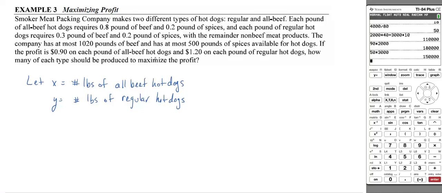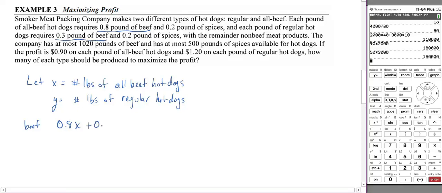So let's separate our constraints into how many pounds of beef is used and how many pounds of spices is used. So first constraint on beef, we have 0.8 pounds of beef per pound of beef hot dog, the all beef hot dog. And then how much beef is in the regular hot dog. The regular hot dog requires 0.3 pounds of beef, so that's going to be 0.3 times however many pounds of regular hot dogs that you produce.